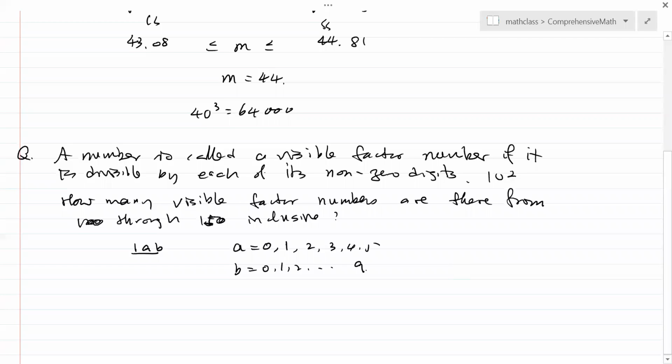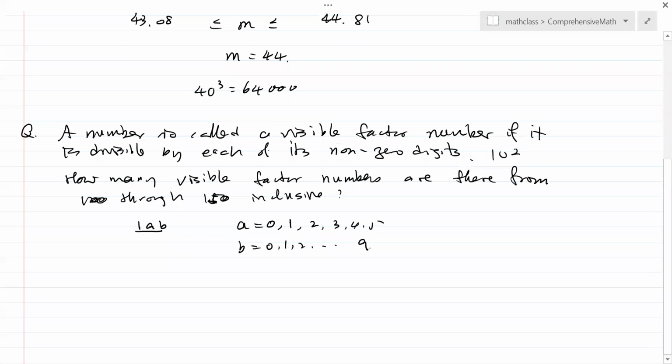So can you divide them into several cases? Let's try. It takes a while. Okay. So we have, you assume, you have to look at the case when A is 0 or B is 0.